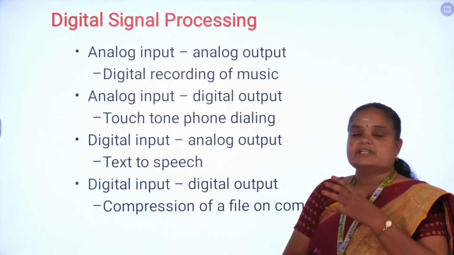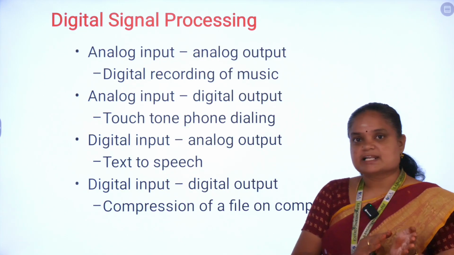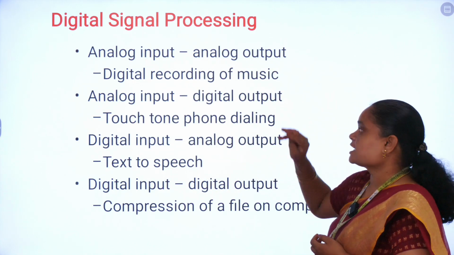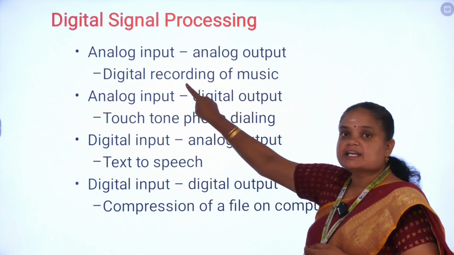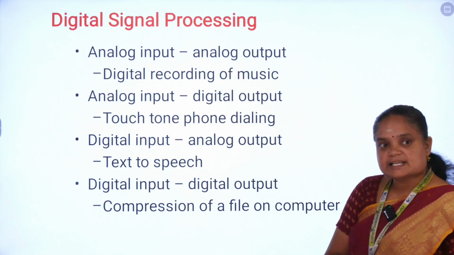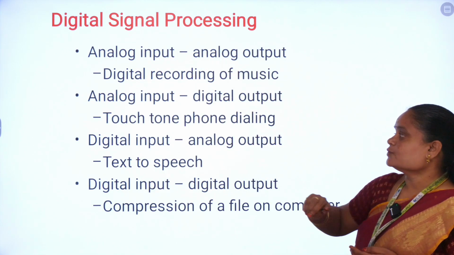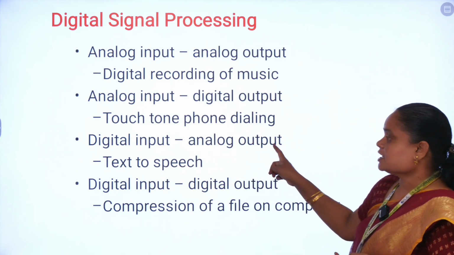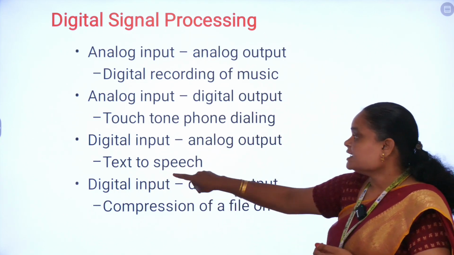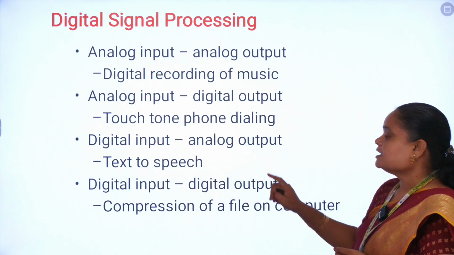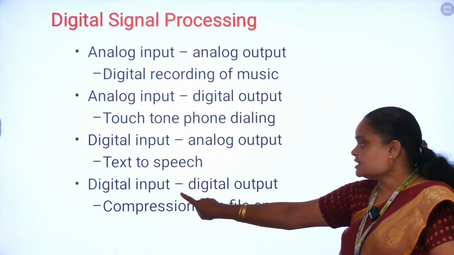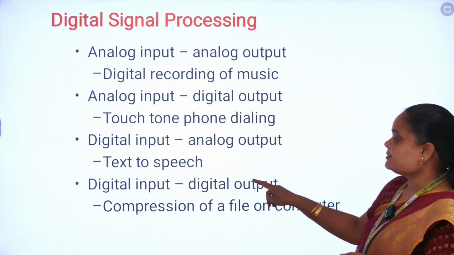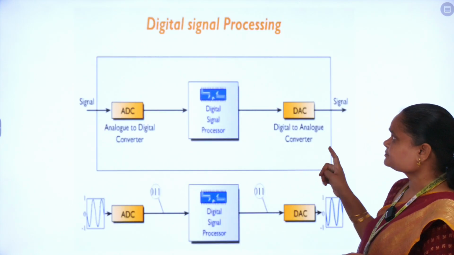And then there are two types of signals. One is analog, another one is digital. The analog signal may be an input, and we get an analog output. The example for this is digital recording of music. Analog signal as input and digital signal as output, that is touch tone phone dialing. And then digital input, analog output: text to speech. Text is in the form of digital, and speech is in the form of analog. Digital input, digital output: compression of a file on a computer. This is an example for digital input and digital output.